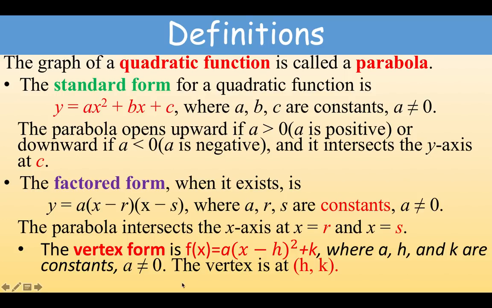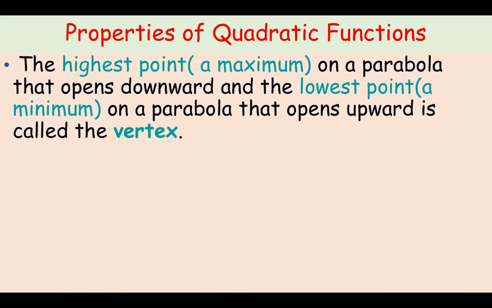Then there's another form called the vertex form, where you have f of x equals a times (x minus h) all squared plus k, where a, h, and k are constants, and again, a cannot equal 0. Again, if a were equal to 0, you'd have a line. The vertex in this form is found at (h, k). It is either the highest or the lowest point, depending on whether the parabola opens up or down. All right, let's go on to some more properties of quadratic functions. The highest point, a maximum, is on a parabola that opens downward. The lowest point, a minimum, is on a parabola that opens upward. Either one is called the vertex.